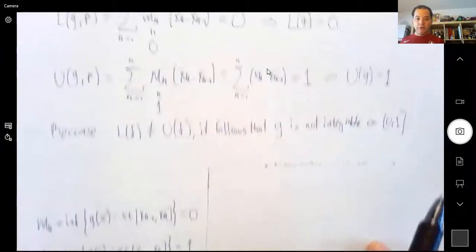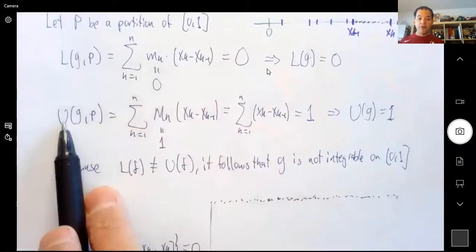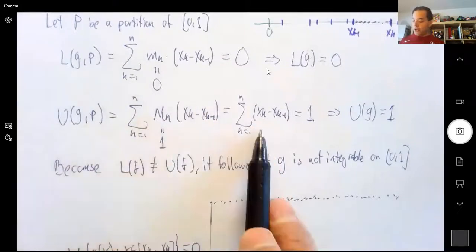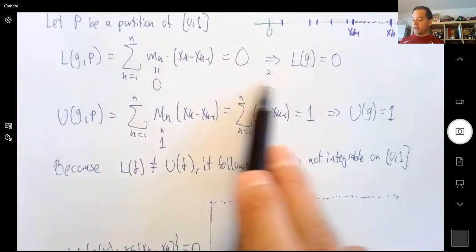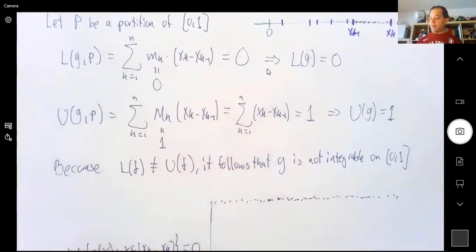So when you try to do the lower sum, you're going to get 0 all the time. When you try to do the upper sum, you're going to get the length of the interval all the time. In this case, it's 1, but it could be different if I pick a different domain. But the length of the interval is never 0. So this function is not integrable no matter what interval you pick. It never works, all right? So this function is not integrable.